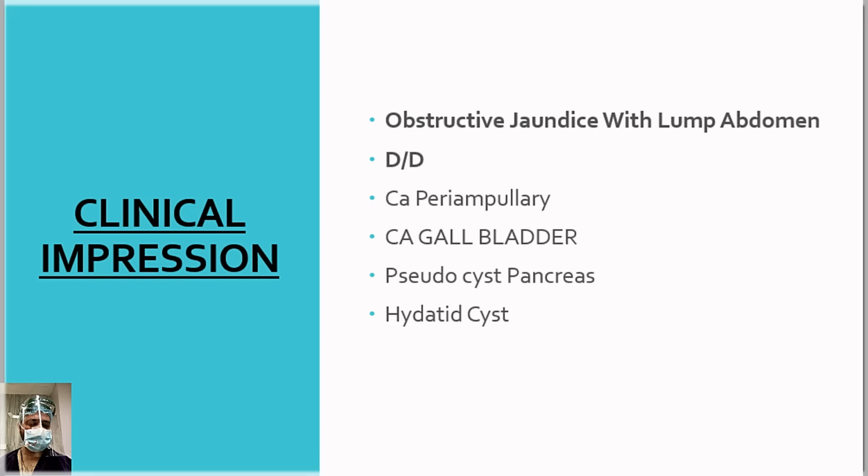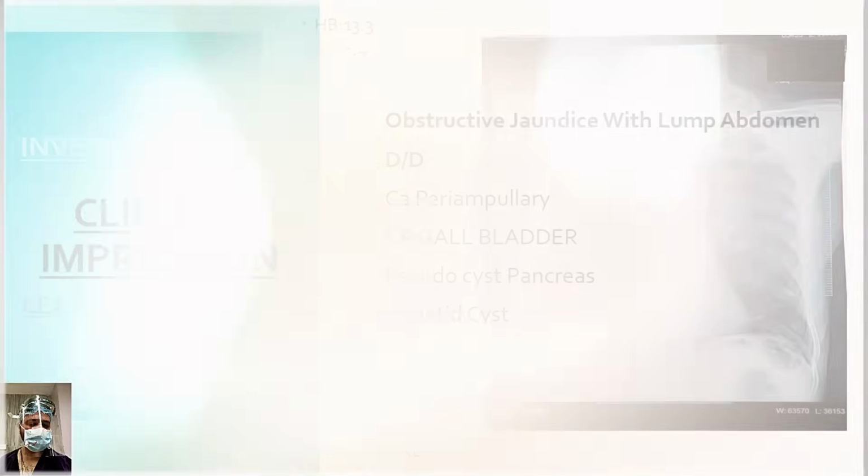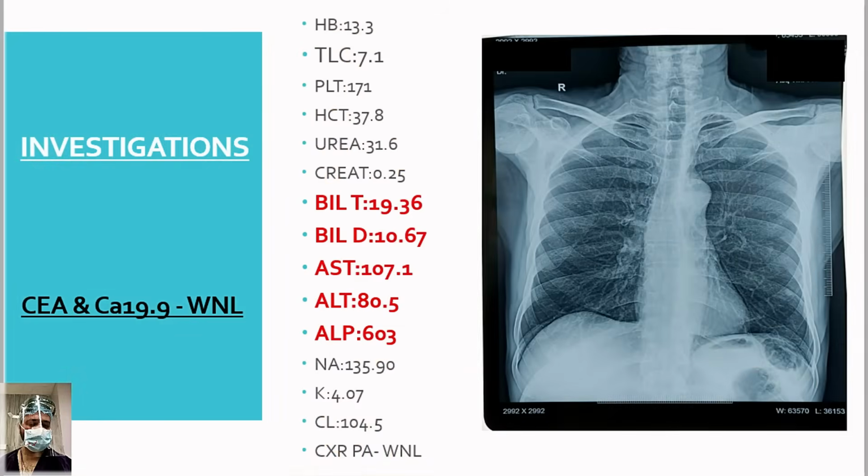And third possibility was pseudocyst head of pancreas, as there was a history of acute pain 8 months back, and the patient was a known chronic alcoholic. And last was a hydatid cyst, as in our area, this is a sheep rearing area, and hydatid cyst incidence and prevalence is also very high. So we investigated this patient.